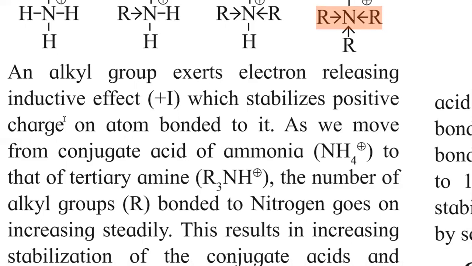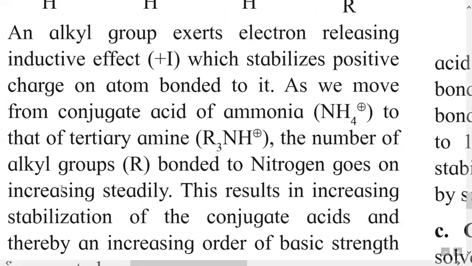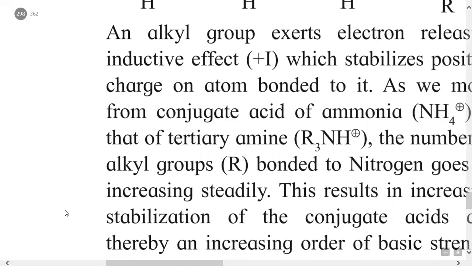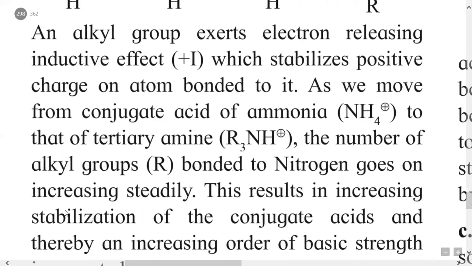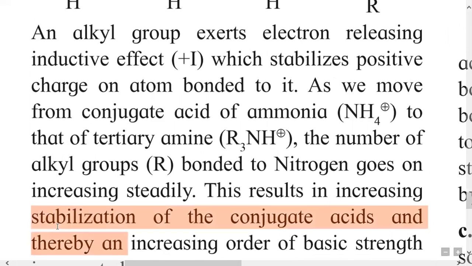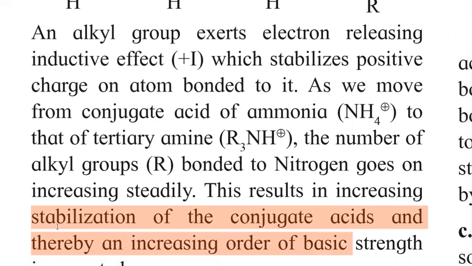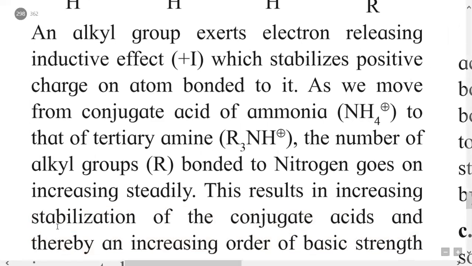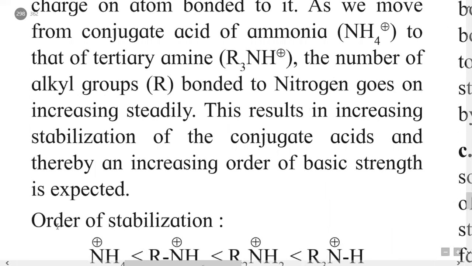So as we move from the conjugate acid of ammonia, that is NH4+, to that of the tertiary amine, that is R3NH+, the number of alkyl groups bonded to nitrogen goes on increasing steadily. The result of this is the stabilization of the conjugate acid, which increases the basic strength.